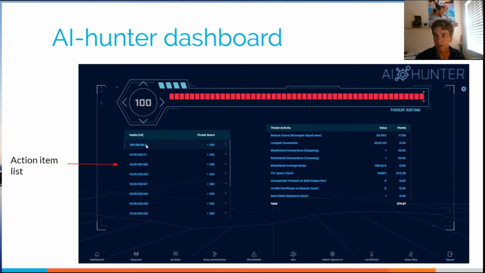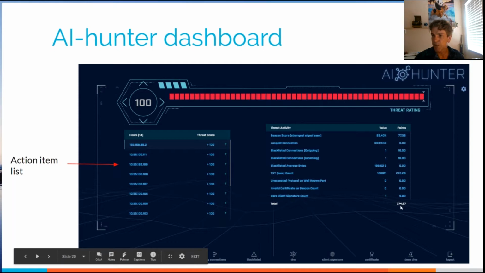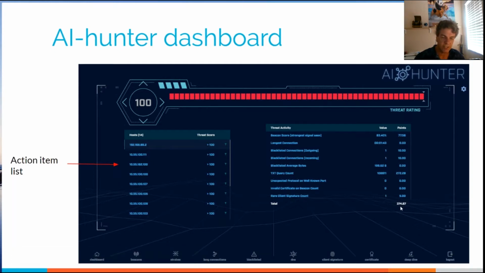Now, why did we think this was a threat to your network? Well, that information's over here. We were pretty certain it was a beacon. What else? It exchanged some data with a blacklisted system. There are a lot of text queries taking place, and it has a rare signature versus other systems on your network. That combined to a score that added up higher than the rest of the systems on your network. This is why we thought you needed to pay attention to this.